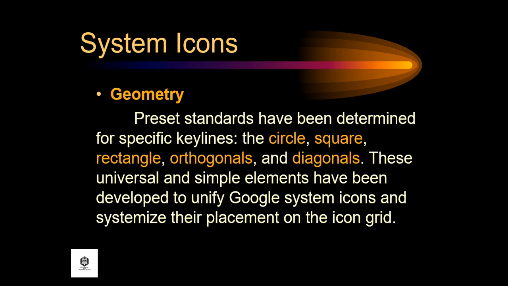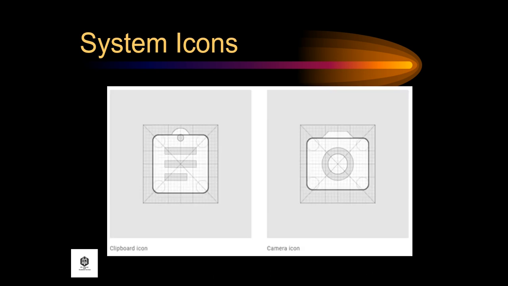Talking about geometry, preset standards have been determined for specific keylines: the circle, square, rectangle, orthogonals, and diagonals. These universal simple elements have been developed to unify Google system icons and systemize their placement on the icon grid. So here's the example image of the clipboard icon and camera icon.